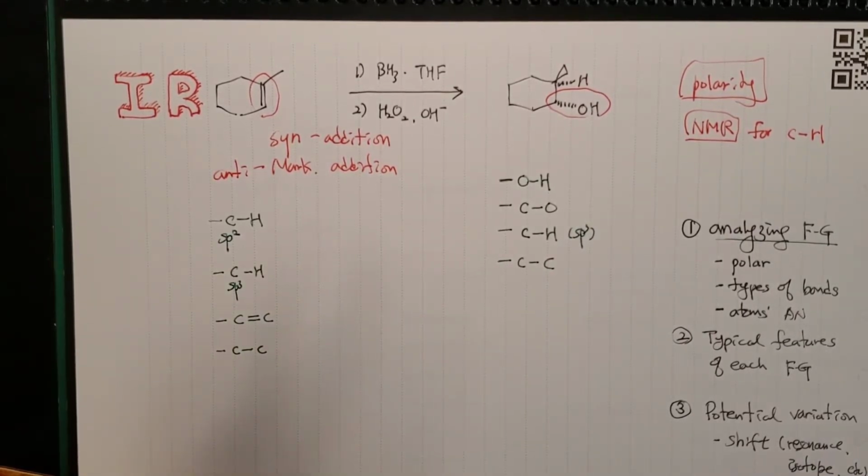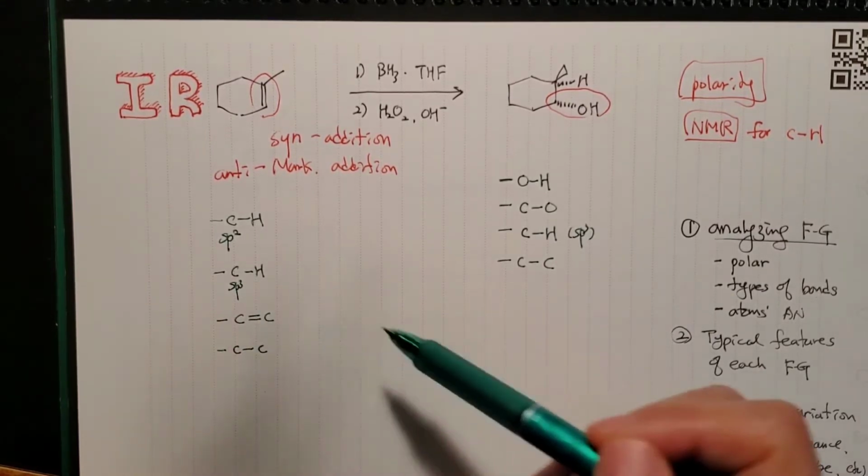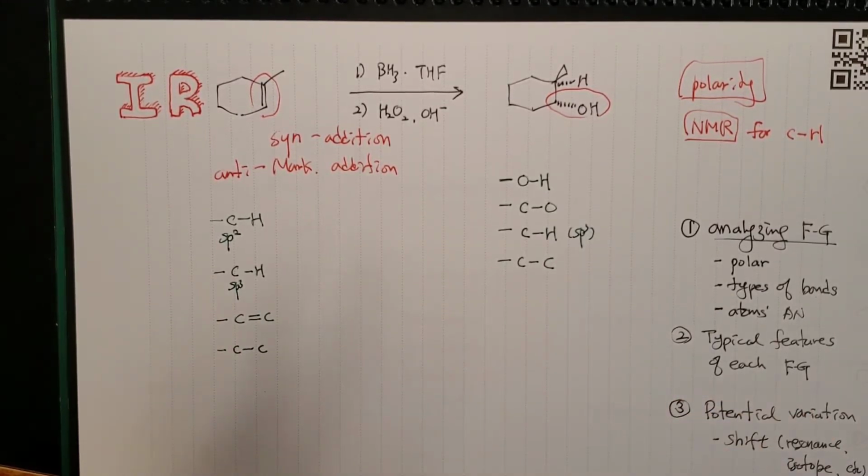Yeah, those are the functional groups you want to notice, and then you will be able to tell, among other things here, what you need to check first if you learn the typical feature of the functional group on the IR spectrum.